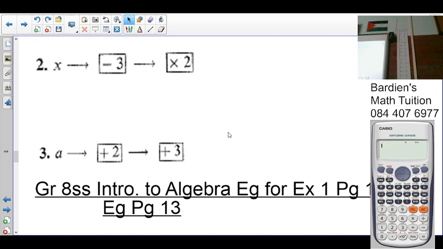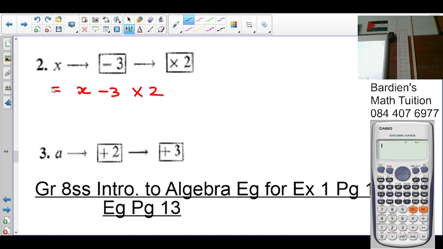Okay, so let's look at number 2. What's going to happen here? X minus 3 times 2. Who got that right? It's wrong. What is wrong? Okay, now nobody's finding that mistake.